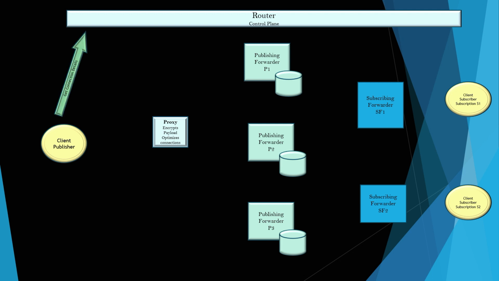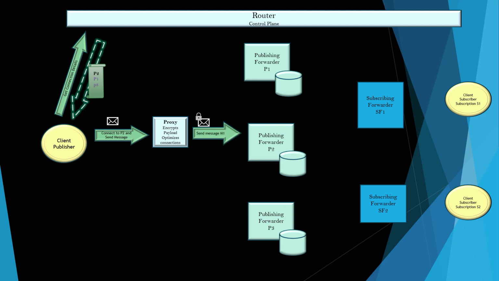First, the publisher will check with the router to see which publishing forwarders are available. Then the router will send a list of publishing forwarder endpoints with a recommendation. Here the recommendation is P2. The router will do this by checking which is the nearest publishing forwarder for the client, and also it will check which publishing forwarders are less loaded and which are more loaded. So less loaded ones will be given preference. Then the client will send the message to the proxy. The proxy will encrypt the message and send it to the publishing forwarder P2.